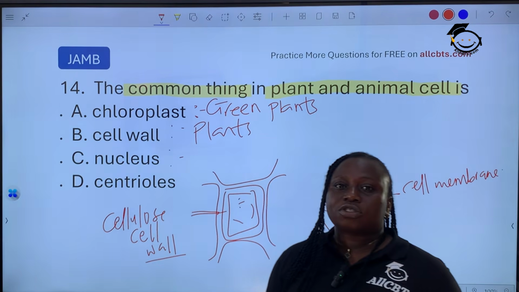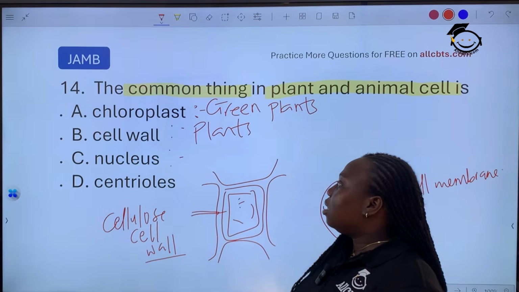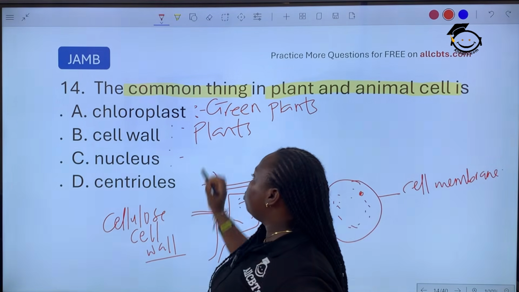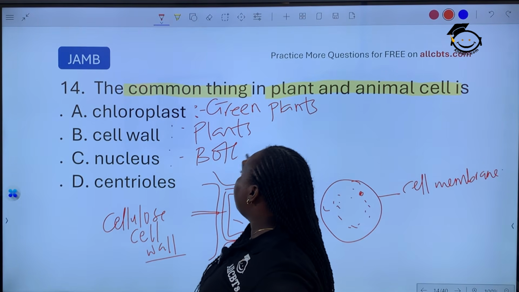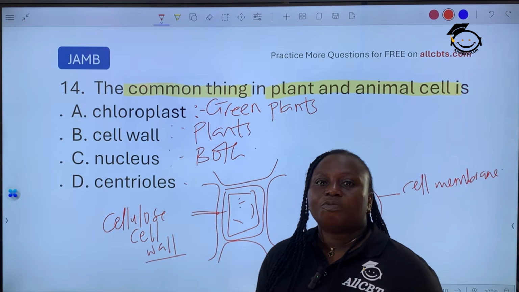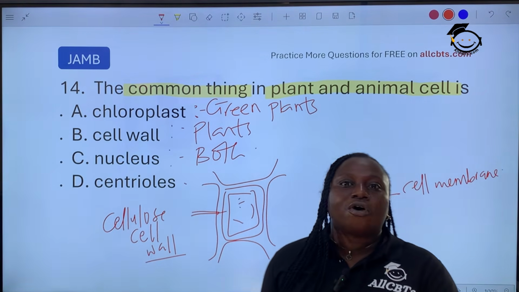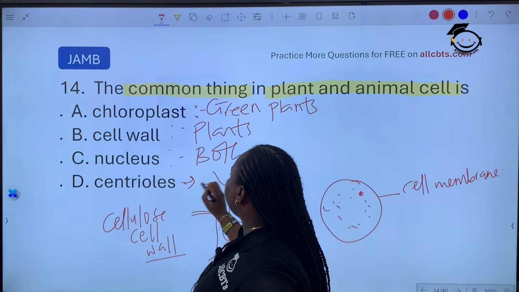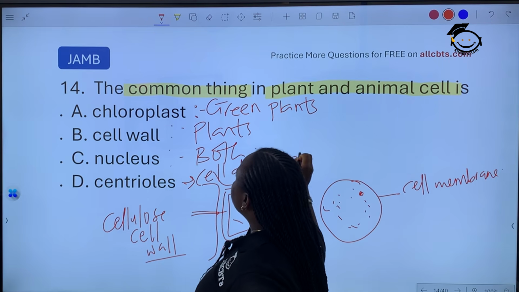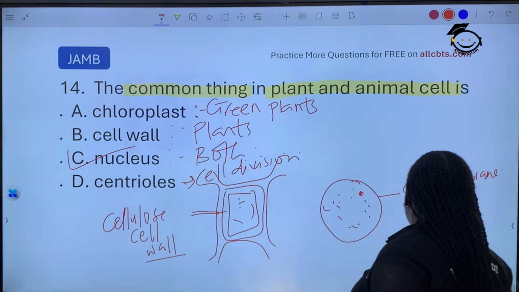Now, nucleus is where the genetic materials are found in the cell. Nucleus can be found in both animal and plant cells. Centrioles can only be found in animals, and they are responsible for cell division. So our answer for this question is option C, nucleus.